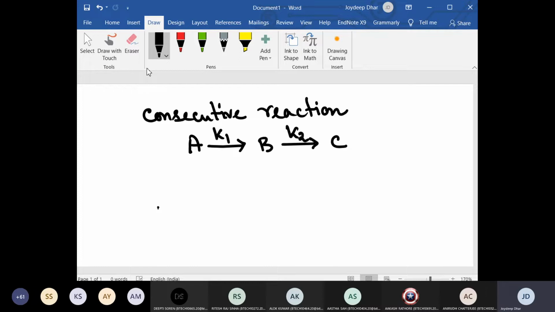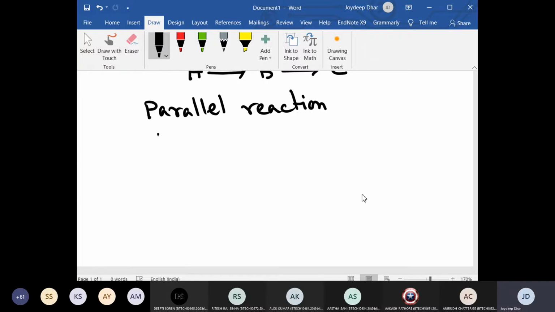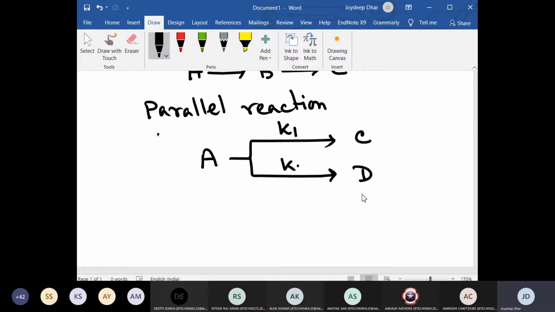Similarly, I can consider today second type of complex reaction, that is parallel reaction. So parallel reaction, that means from a starting material you are getting two products. So this type of reaction frequently we will observe in organic reactions.